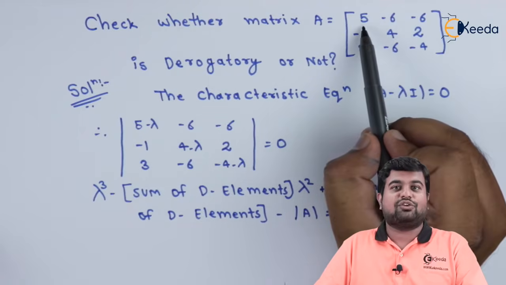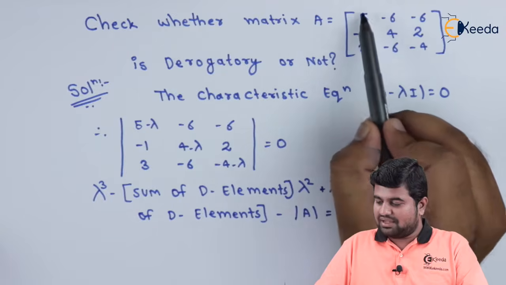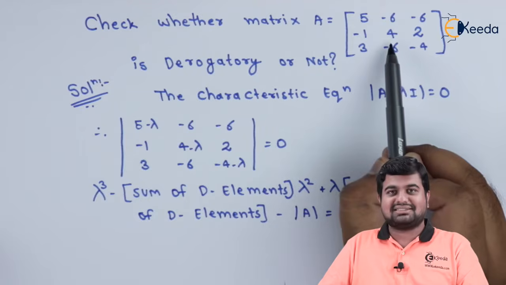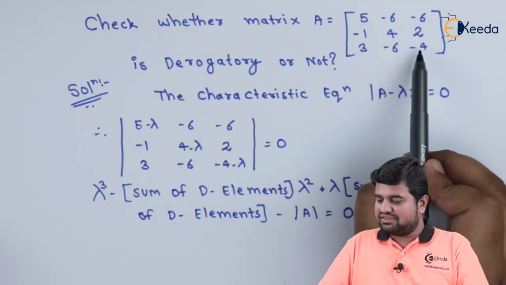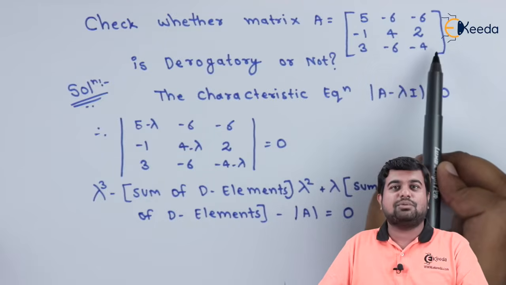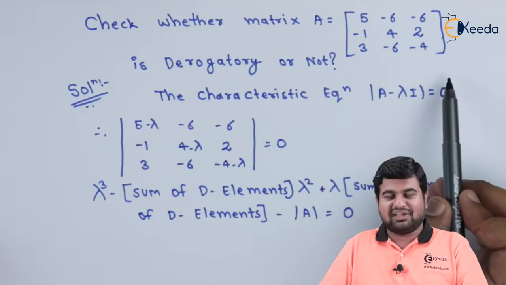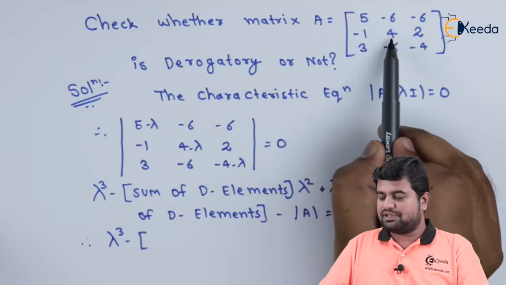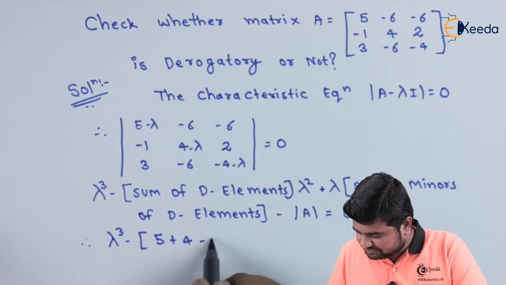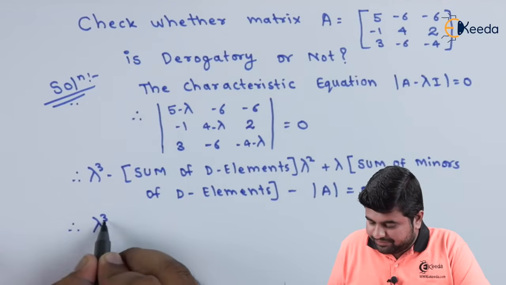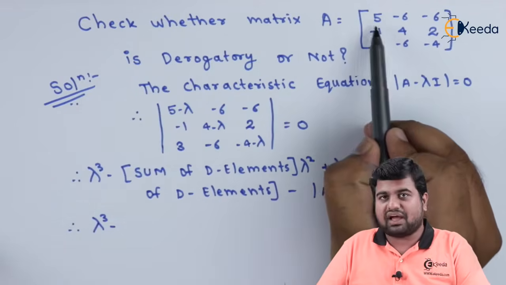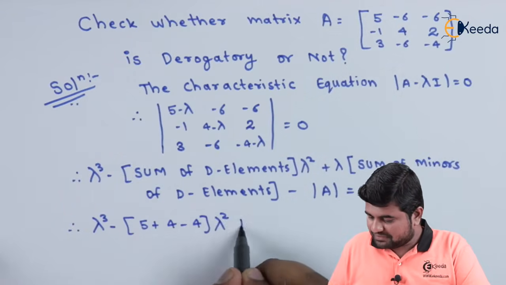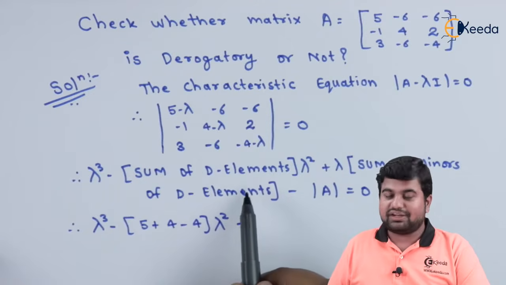So let us calculate minor of 5. We leave this row and this column, and I am left with 4, 2, minus 6 and minus 4. So let us calculate the determinant of the same, which is minus 16 minus minus 12, which is equal to minus 4. Like that we are going to calculate all the values. Lambda cube minus sum of diagonal elements, which is 5 plus 4 minus 4, plus sum of minors of all diagonal elements.